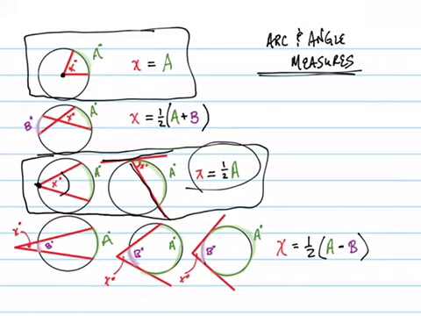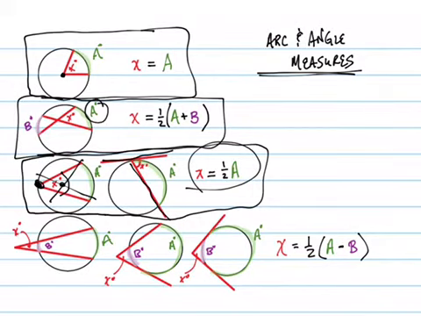Then if you move this point into the center, and you have two chords like you have up here in number 2, then what you do is you add the A and the B, you add the two intercepted arcs, and take half of that, and it will equal the angle inside there.